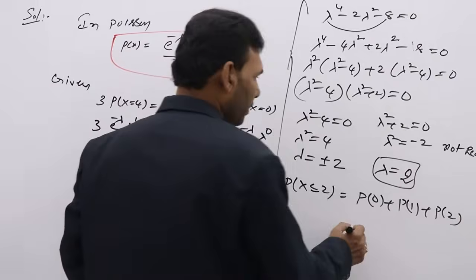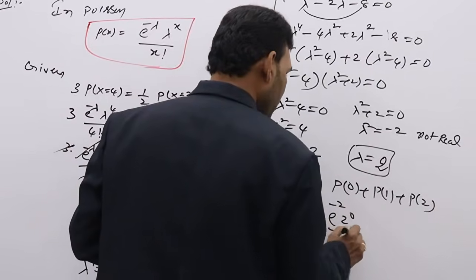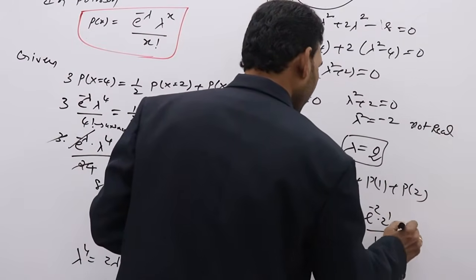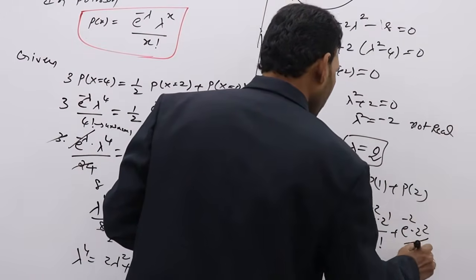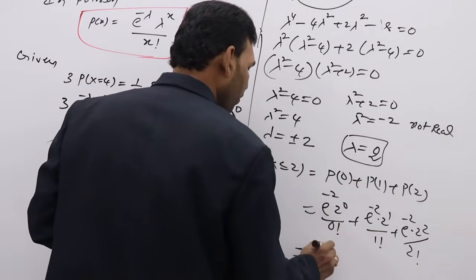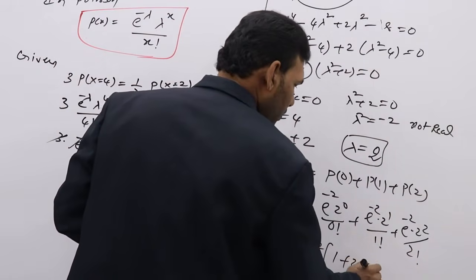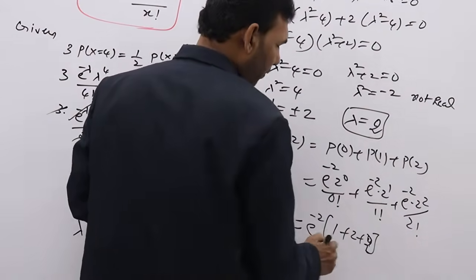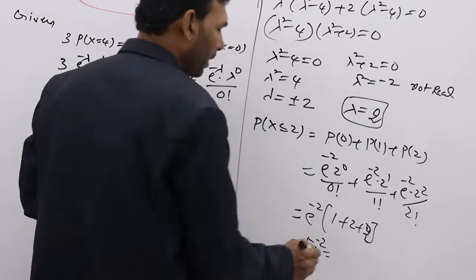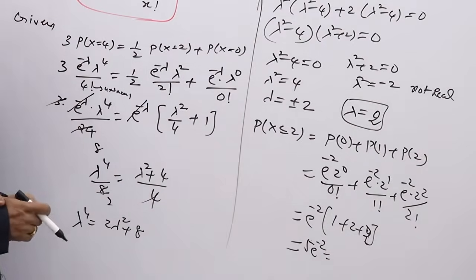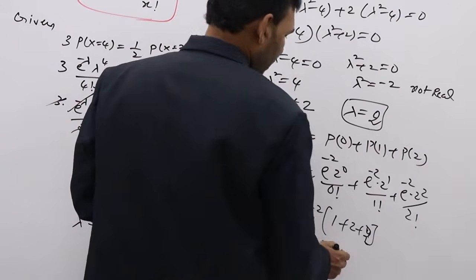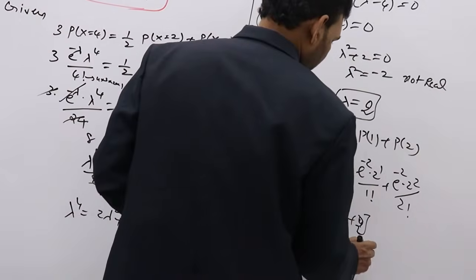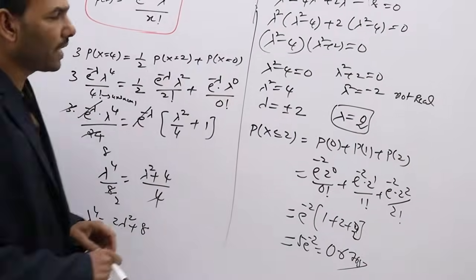What you will get? e power minus 2 into 2 power 0 by 0 factorial, e power minus 2 into 2 power 1 by 1 factorial, e power minus 2 into 2 square by 2 factorial. If you take e power minus 2 common, 1 plus 2 plus 4 by 2 factorial, so 2 square is 4, here you will get 2 only. So 5 e power minus 2 you will get. Calculate using your calculator, you will get the answer 0.6767. Okay, use your calculator.